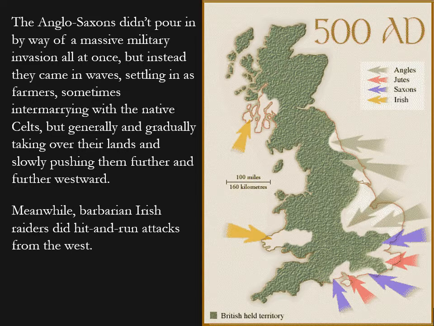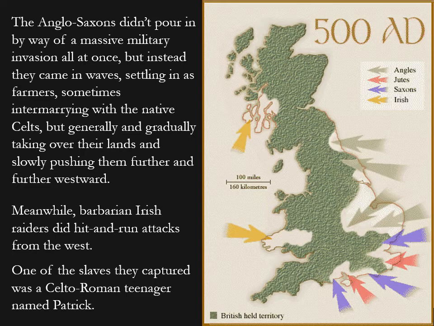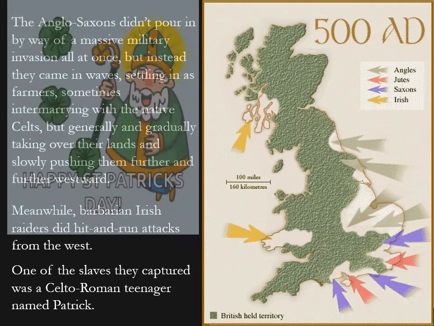Again, meanwhile, barbarian Irish raiders did hit-and-run attacks from the west. So it was not a good time to be a British Celt because everybody was coming at you. One of the slaves the Irish captured was a Celto-Roman teenager named Patrick.